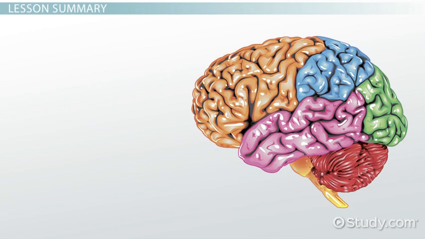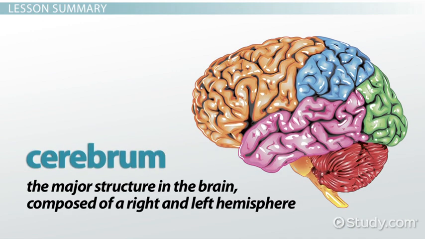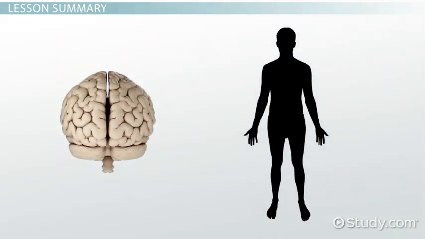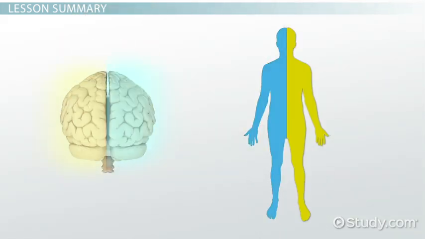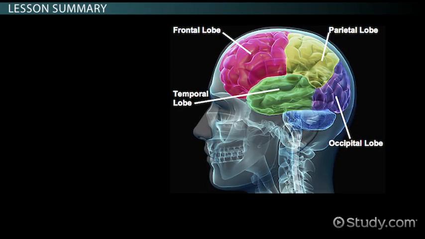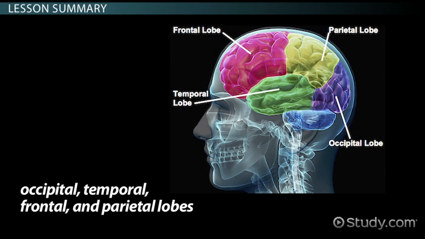Let's review. The cerebrum is the major structure in the brain, composed of a right and left hemisphere. Each hemisphere works together to control both sides of the body. Within the hemispheres are regions we call lobes. The 4 lobes include the occipital, temporal, frontal, and parietal lobes. Each lobe is responsible for a specific task.